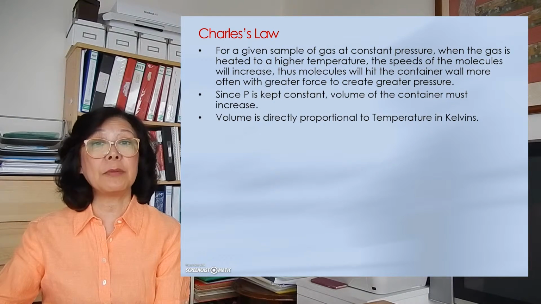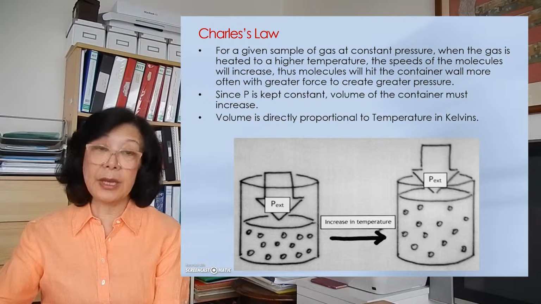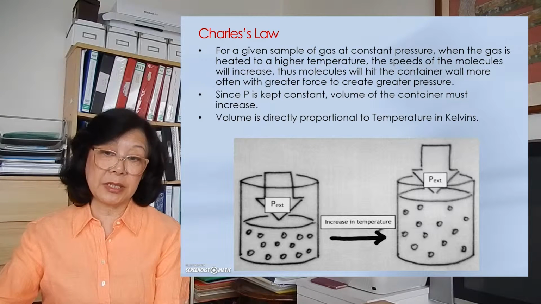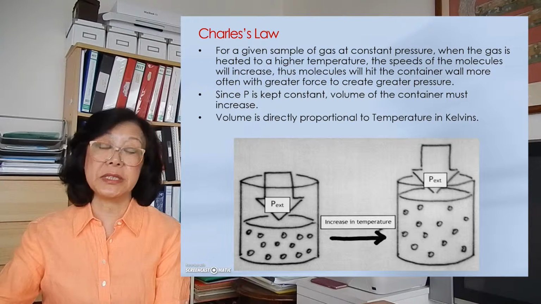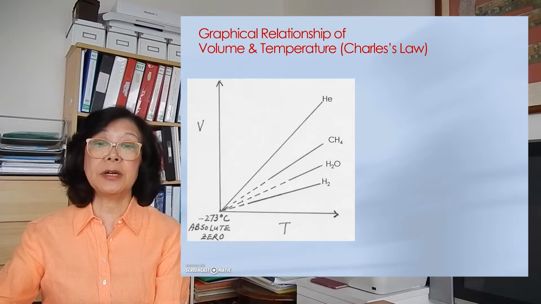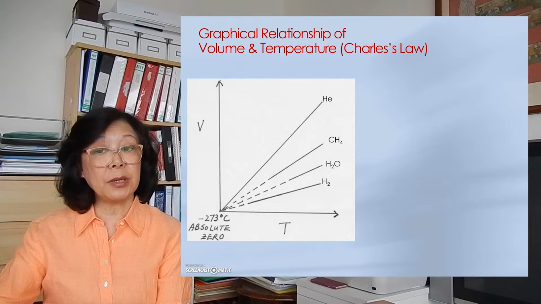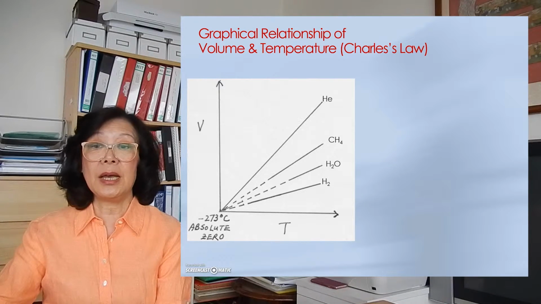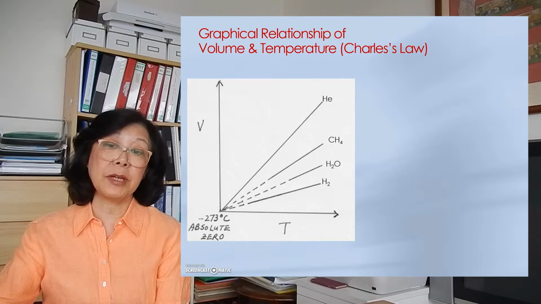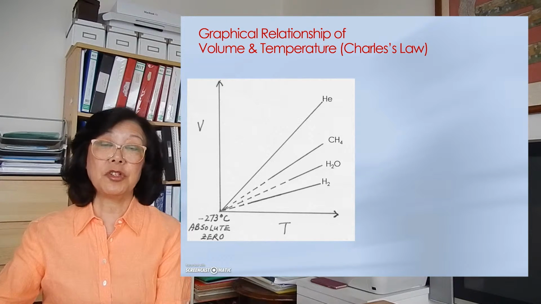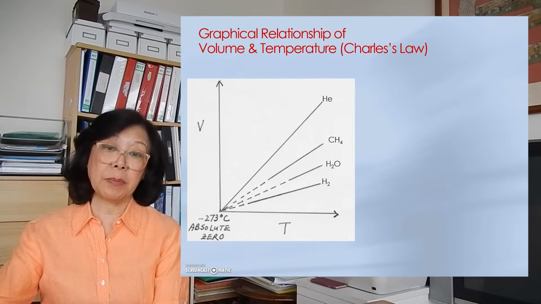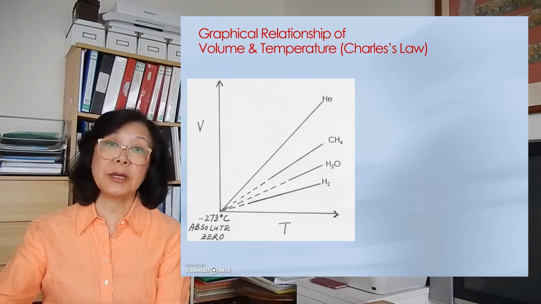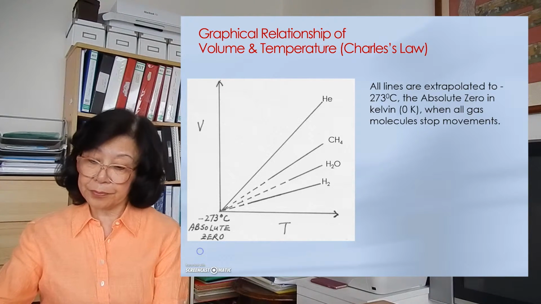So volume is directly proportional to temperature in Kelvin, which is illustrated by this diagram. As I increase the temperature, the volume increases. Now I plot the volume versus temperature for various gases and extrapolate the straight line until they all come to the same point, which is negative 273 degrees C, which is defined as absolute zero, which is the Kelvin scale, meaning that at that temperature, all gas molecules stop their movement.